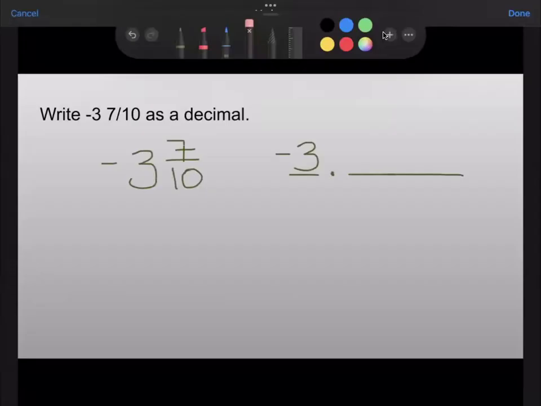Now I need to look at my denominator to see what place value that decimal needs to end at. It looks like it needs to end in the tenths place. So I'm going to make one more line here to show that that's where it's going to end. Then I can just take that 7 and put it right over here. So this would be -3.7 as a decimal.